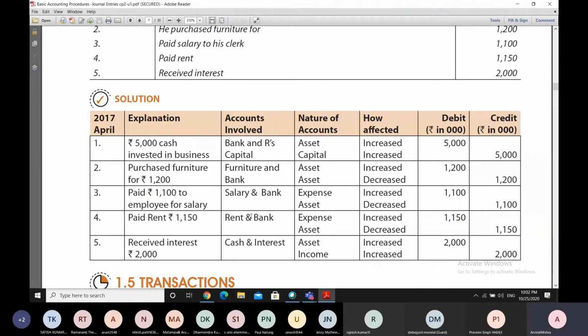Now let us take the other example. Rent of 1,100 is paid. Here, by paying the rent, two accounts are affected. One is the rent account, and another is the bank account. With every transaction, as you can see, two accounts will be affected, and they'll be affected in such a way that the accounting equation is always satisfied. So here, when we pay 1,150 as rent, which is an expense account, the expenditure is increased, so we say it is debited, and the bank account is credited.